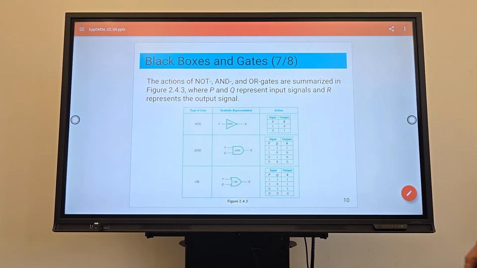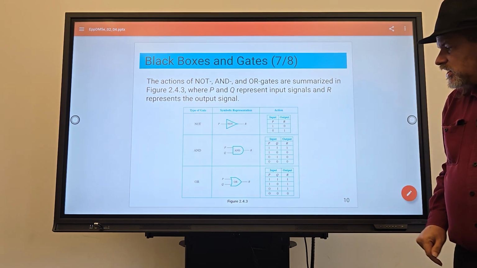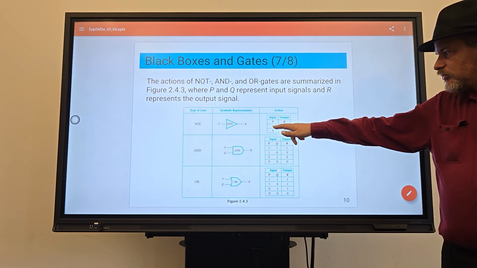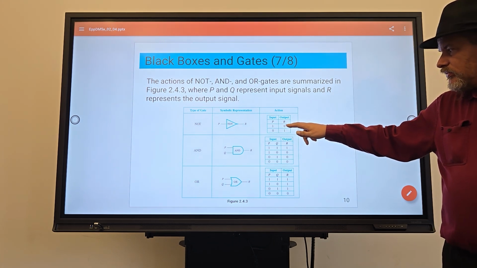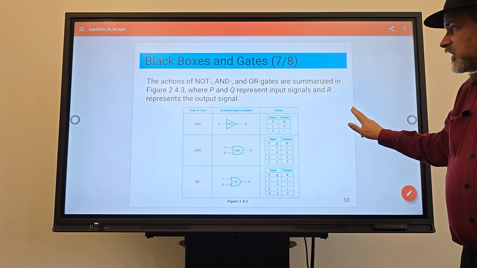These are the input-output tables of each one. They correspond to the truth tables of the AND, OR, and NOT that we covered in the previous 3 sections, just substituting a 1 for true and a 0 for false. Otherwise, they're identical.